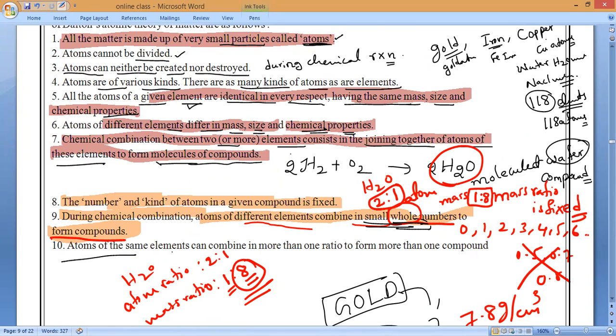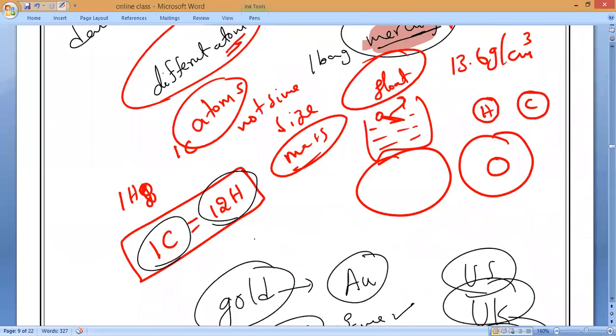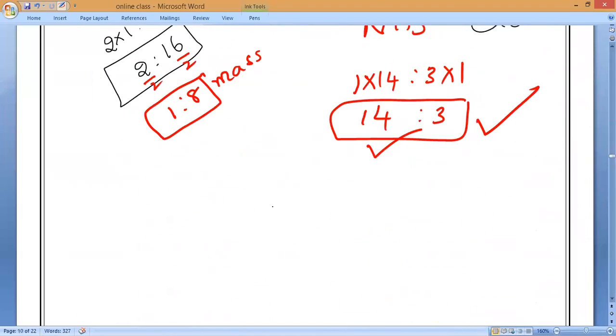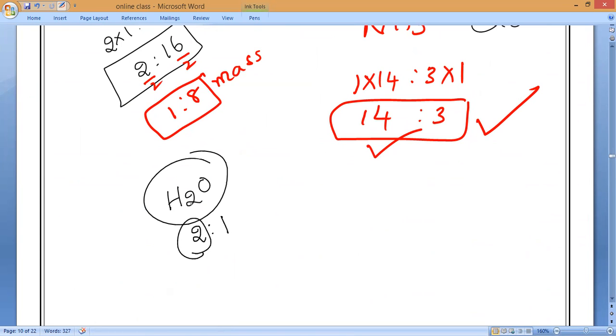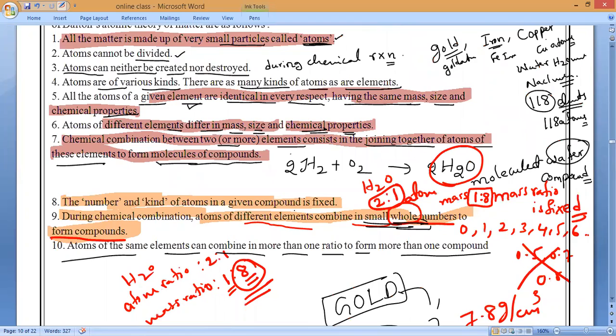Next, atoms of the same element can combine in one or more ratios to form more than one compound. More than one compound, that is what you have to remember. For example, if we take one element, hydrogen, and take water, how many hydrogens are there, guys? 2 hydrogens. If I take HCl, how many hydrogens are there? Only one hydrogen. So it is not that everywhere only 2 hydrogens will react. Understand, Hari? So a different number will react for different compounds.